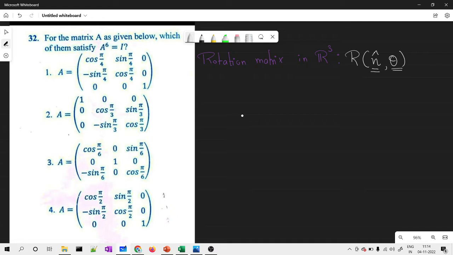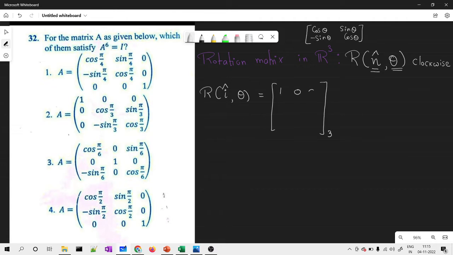For an example, suppose I write R i cap theta, that means I am rotating around the x-axis with an angle theta. As we already assumed, we are talking about the clockwise pattern, so in anti-clockwise, the minus sign will change. So how does it look? We know that the rotation matrix in clockwise pattern looks like cos theta, sin theta, minus sin theta and cos theta. But now I want to rotate around the x-axis.